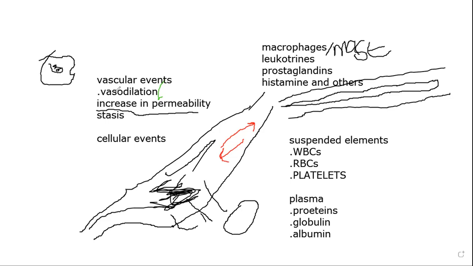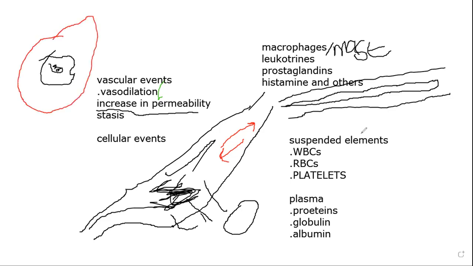So like these, the cellular events and vascular events, you have to know them. That is the reason why I'm talking about them. You have to know them properly and understand what happens. So I've talked about the mast cells. When there's an injury, when there's an infection, for example, a bacteria somewhere in the tissue. This is a tissue, by the way. We said it's any tissue.